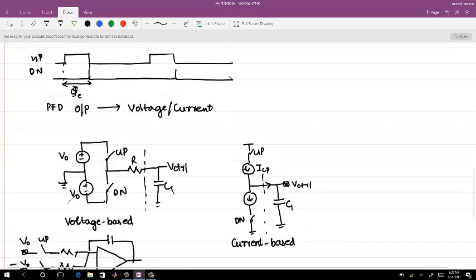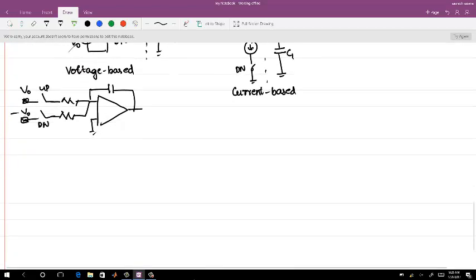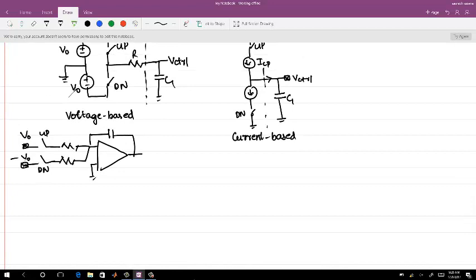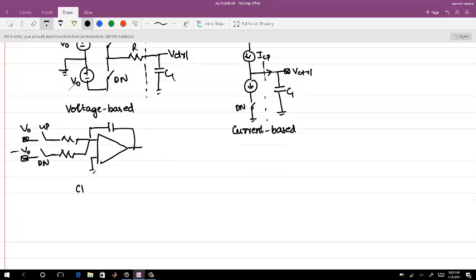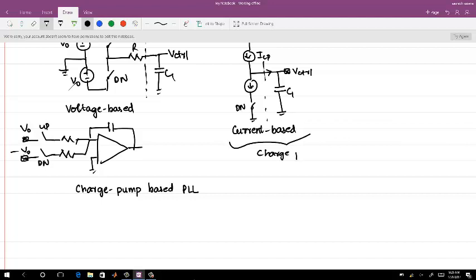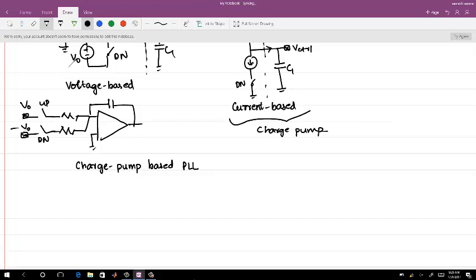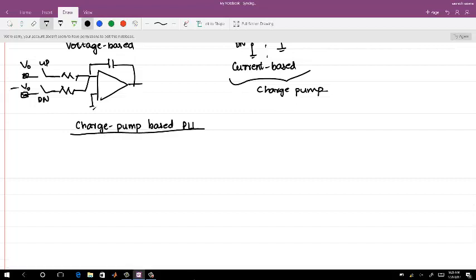So let me start with an example of what happens in the current based case. Now we actually start; this will be the beginning of the charge pump based PLL. This is called a charge pump. It pumps charge onto the capacitor. Okay, so let's see how it works.